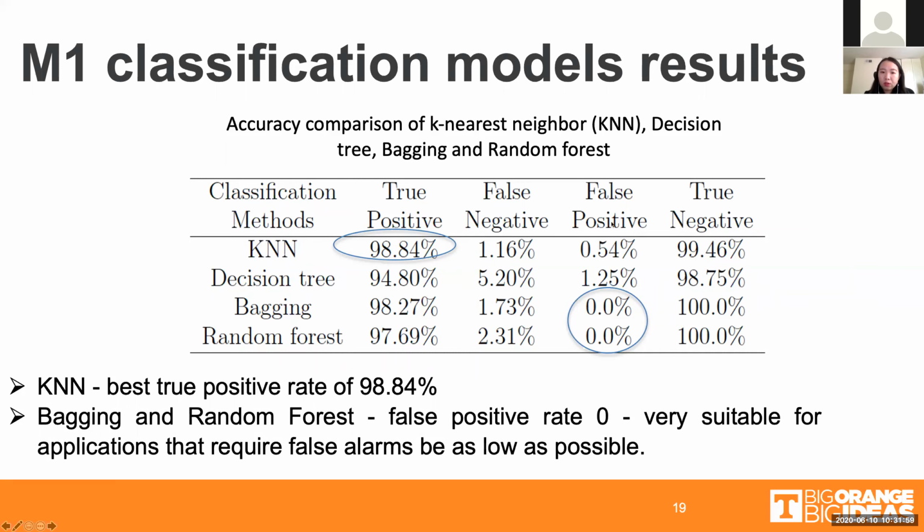And the false positive means the classification model says it is a cyber attack, but it is wrong and it's not a cyber attack. So we can see the bagging and random forest give zero false positive, which is very suitable for some applications that require false alarms be as low as possible, which in the nuclear power plant is the case, because you don't want the operator to receive all the false alarms and do some action.